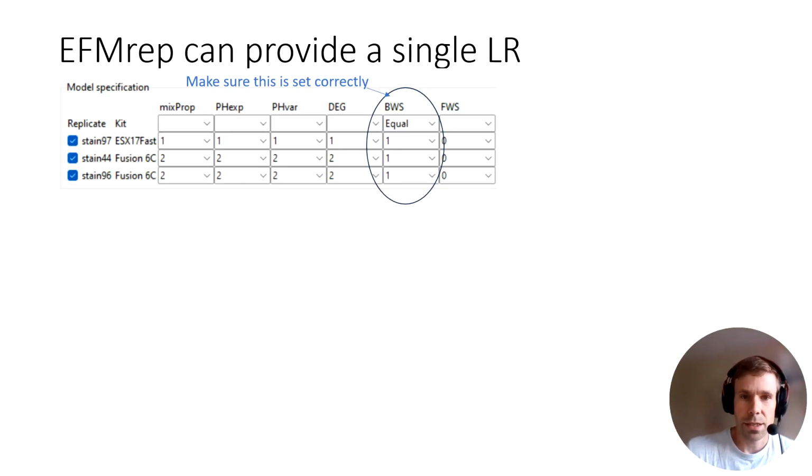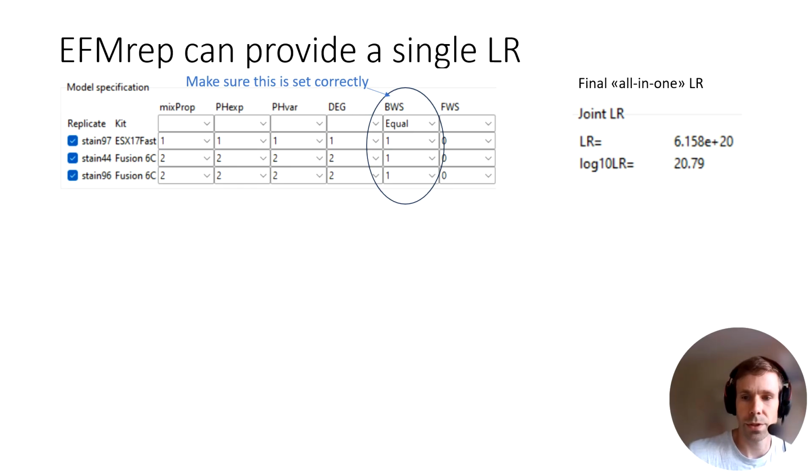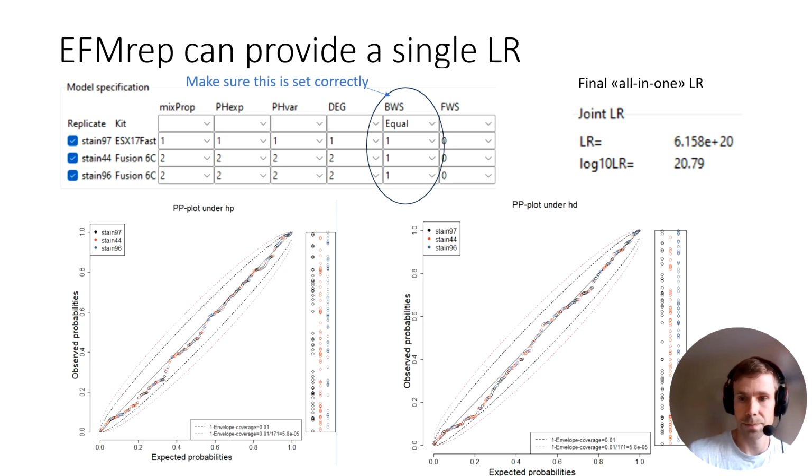We now go back to the example, and what we got here as a result was an LR of almost 21 on the log 10 scale. And also the model validation went okay.